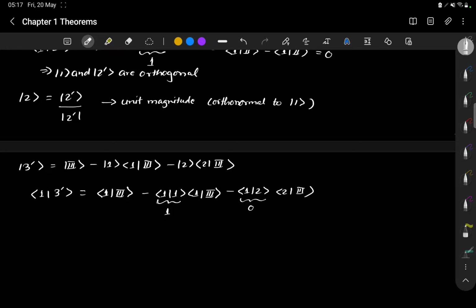So the magnitude of the first vector in the new basis vectors that we have obtained from Gram-Schmidt, this 1 written in the numbers is equal to 1, and then 1 and 2 of the new basis are orthogonal, so that this gives us this inner product as 0. So we obtain, which is nothing but 0. So this means that 1 and 3 prime are orthogonal.